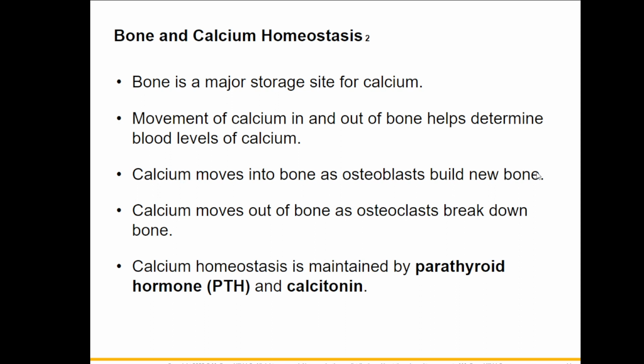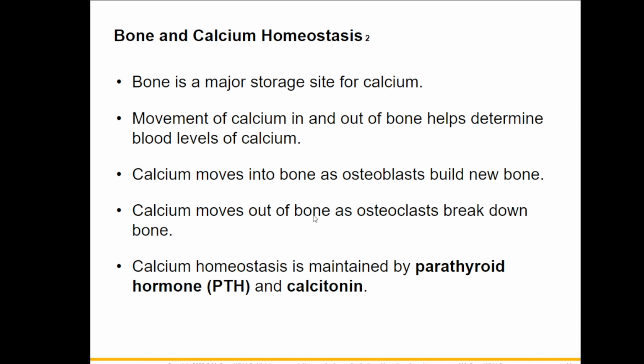Lastly, we'll be talking about bone and calcium homeostasis. So we mentioned earlier that the skeletal system serves as a storage site for both calcium and phosphate. So the movement of calcium in and out of the bones actually dictates the amount of calcium in the blood. So that is what determines whether there will be an increase or decrease of calcium in the blood. It is the movement of calcium in and out of the bones. So if you still remember, I mentioned earlier that when osteoclasts break down bone, you release calcium out of the bone and into the blood.